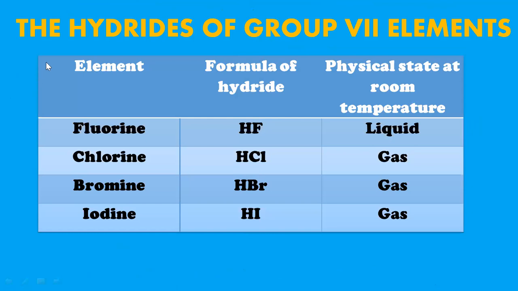So if that's very clear, it now takes me to the hydrides of these elements. Hydrides, we mean the compounds formed by the elements and hydrogen. The hydride of fluorine is hydrogen fluoride, the hydride of chlorine is hydrogen chloride, that of bromine is hydrogen bromide, and that of iodine is hydrogen iodide. The first one is a liquid and the rest are gases. So hydrogen fluoride is a liquid at room temperature in its normal standard state, and then the rest are gases. Hydrogen chloride, hydrogen bromide, and hydrogen iodide are gases.